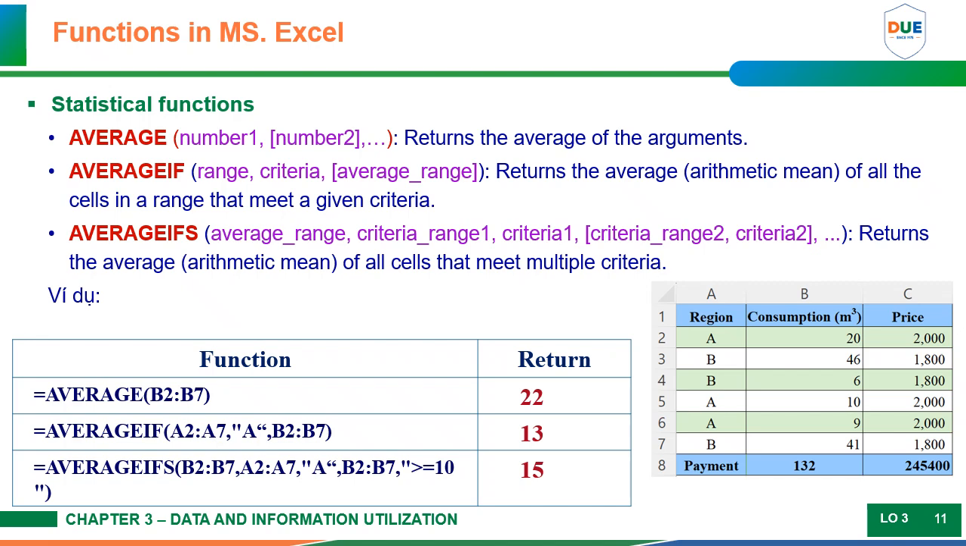AVERAGEIF(A2:A7, "A", B2:B7) returns 13, because in the range A2:A7, area A has consumption values 20, 10, and 9, and their average is 13. AVERAGEIFS(B2:B7, A2:A7, "A", B2:B7, ">=10") returns 15, because for area A, the values greater than or equal to 10 are 20 and 10, and their average is 15.